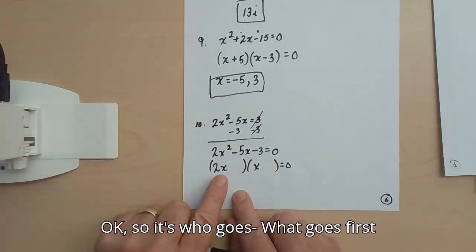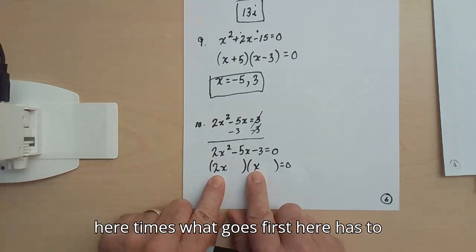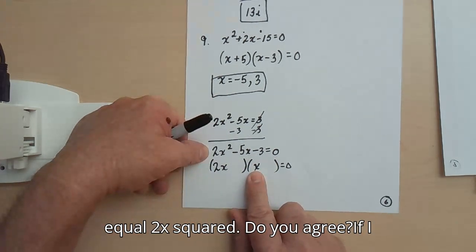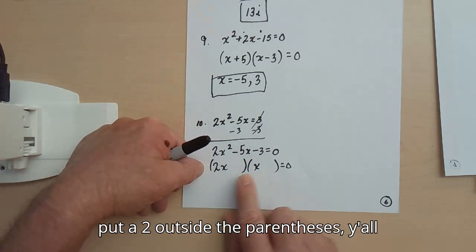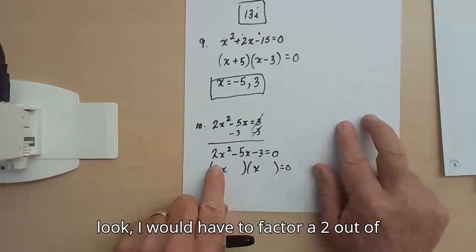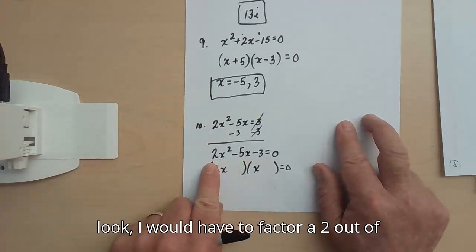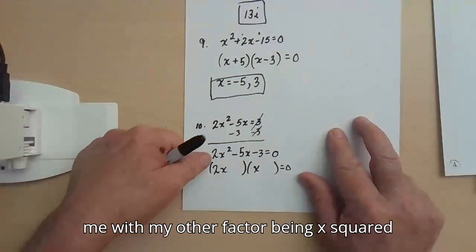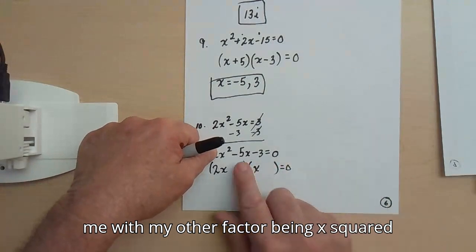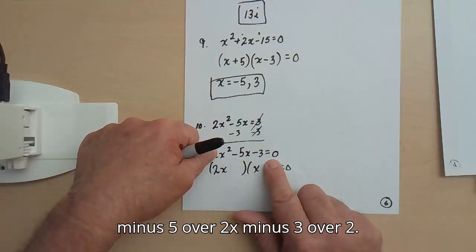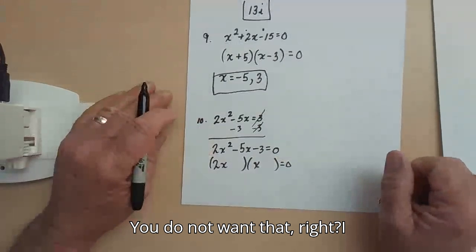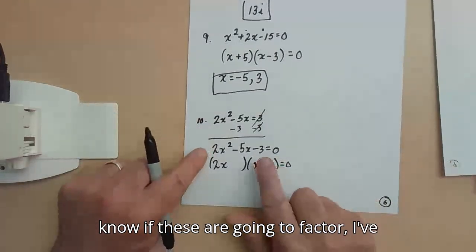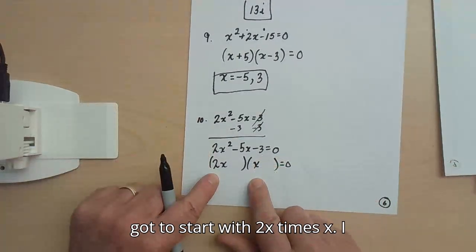Okay, so what goes first here times what goes first here has to equal 2x squared. Do you agree? If I put a 2 outside the parentheses, I would have to factor a 2 out of every one of these terms, which technically I could, but that would leave me with my other factor being x squared minus 5 over 2x minus 3 over 2. You do not want that, right? Okay. I know if these are going to factor, I've got to start with 2x times x.